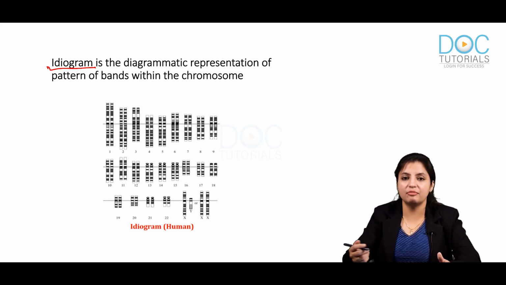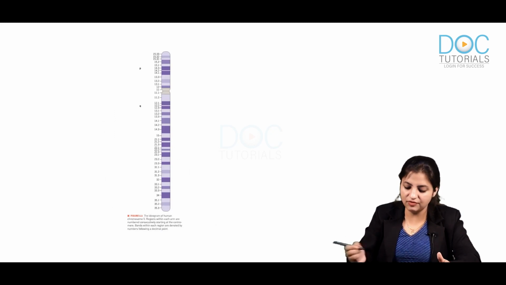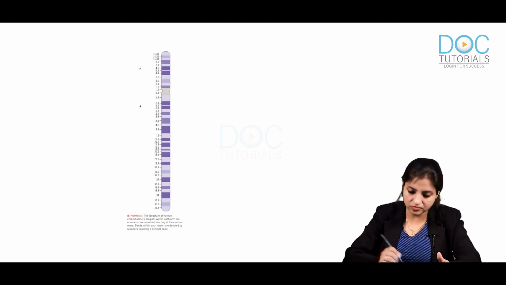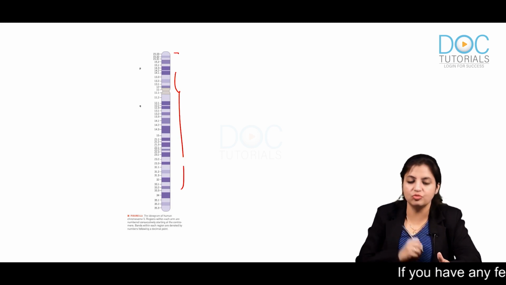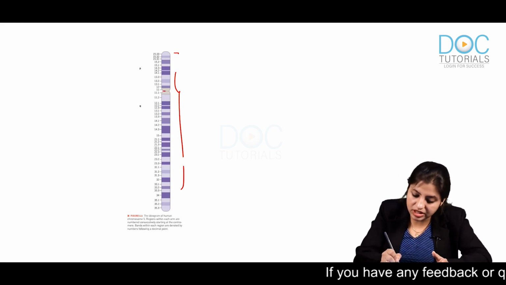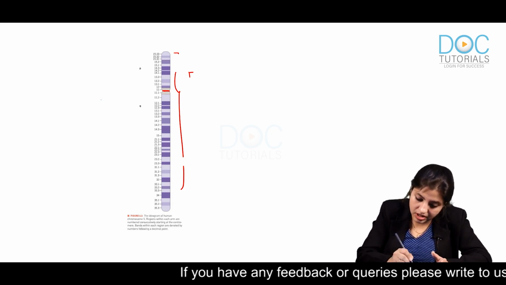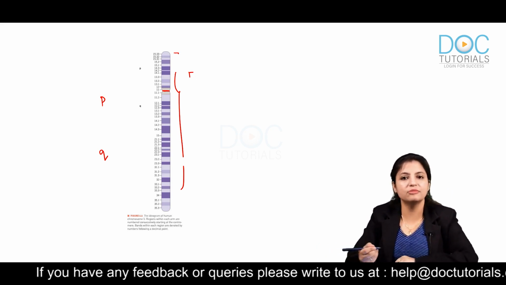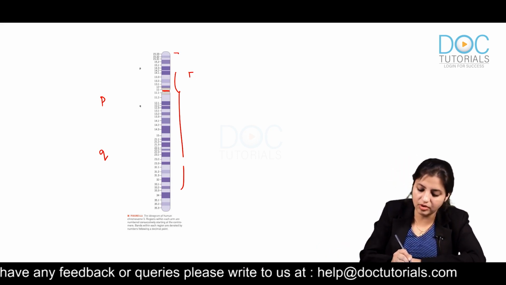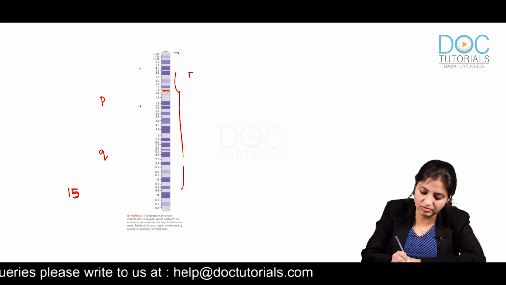Let me teach you how we make an ideogram. Let me give you an example. Suppose this is a chromosome. Every chromosome has a centromere. It has a short arm and a long arm. The short arm is called P, the long arm is called Q. Let us say I am talking about chromosome number 15.